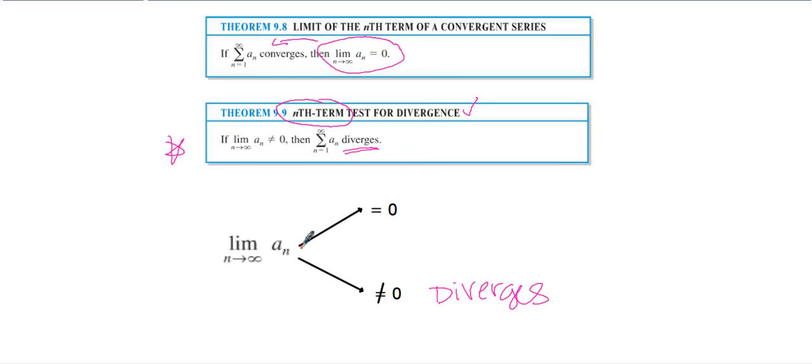If we find the limit of the nth term as n approaches infinity, and it does equal 0, it doesn't really tell us squat. This is inconclusive. Maybe it converges, maybe it diverges, we don't know. For all those other tests that I just mentioned that we're going to have to learn, if this doesn't work for us, if the limit of the nth term as n approaches infinity is 0, then we have to go and find another test to figure out whether or not the series diverges or converges. So it is a test for divergence. If the limit doesn't equal 0, it diverges. That's all it tells us.